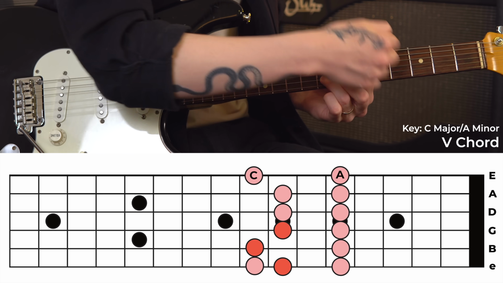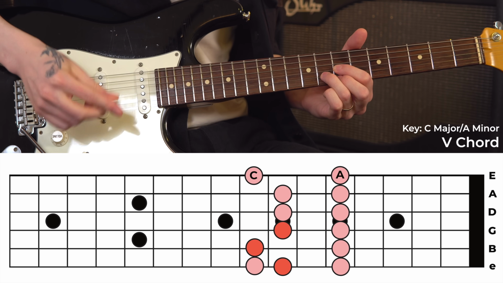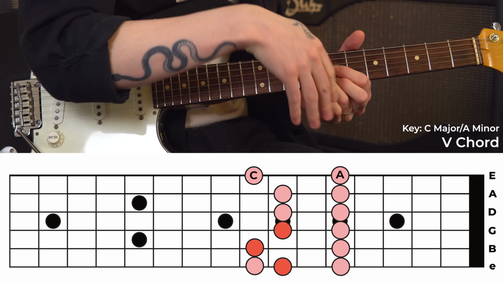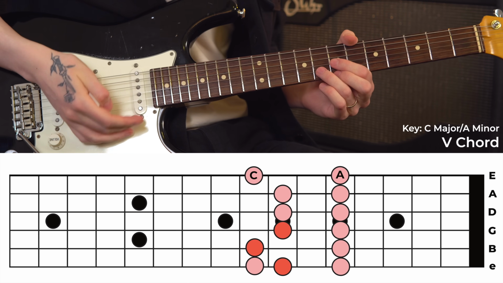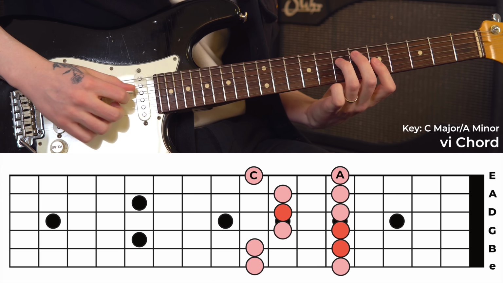Looks like that. Again, we're living right inside that pentatonic scale, but we do have some added notes, which again are from the major/minor scale. Next up, we've got our 6th chord shape, which is an A minor here, and it's going to look like this.